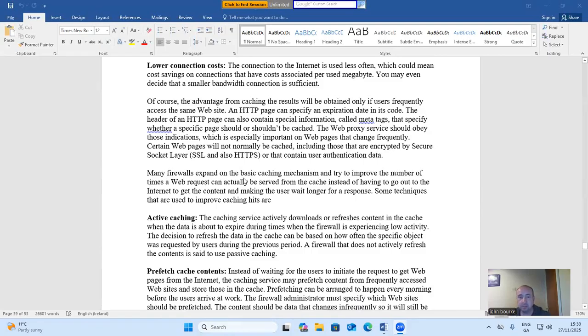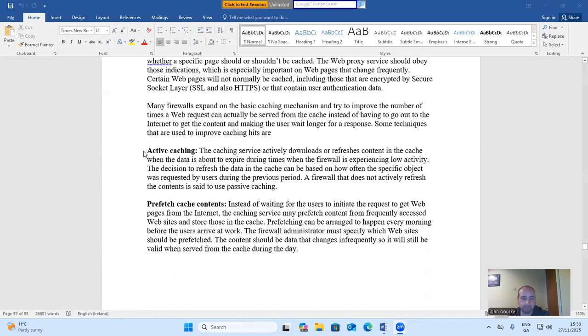Many firewalls expand on the basic caching mechanism to try and improve the number of times a web request can actually be served from the cache instead of having to go out to the internet to get the content, making the user wait longer for a response. Some techniques that are used to improve caching hits are as follows. Active caching.